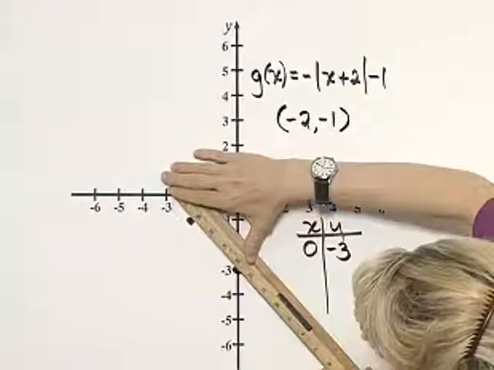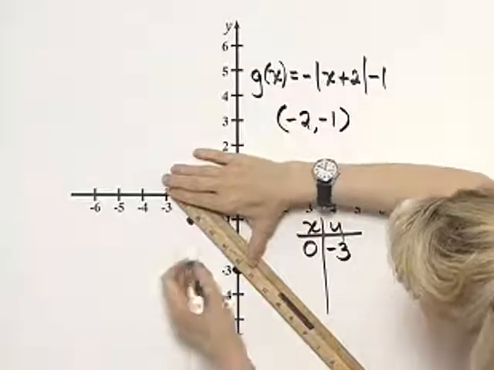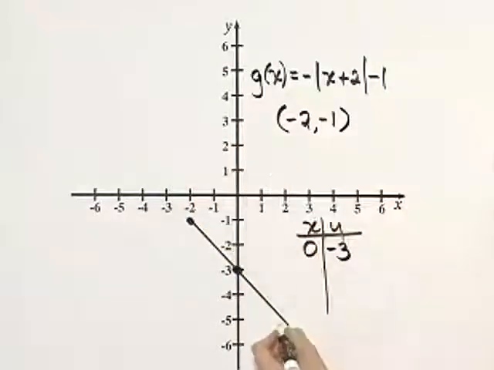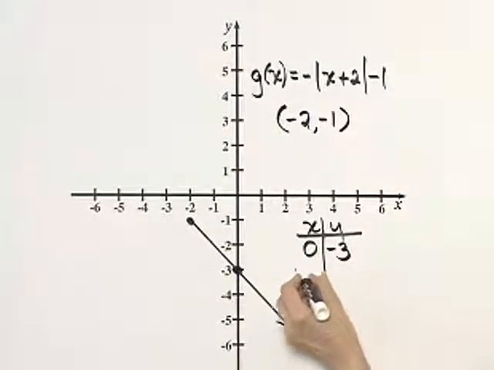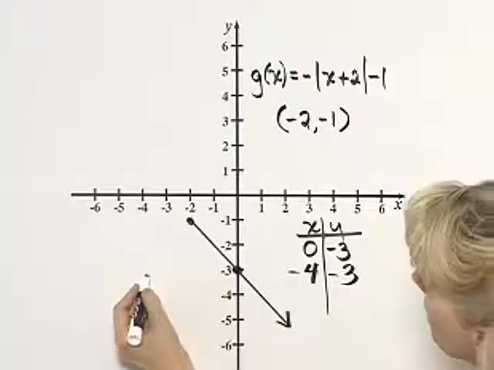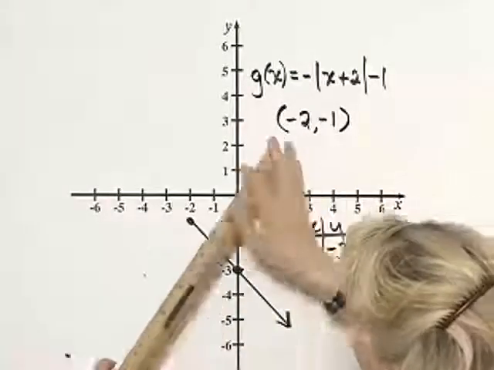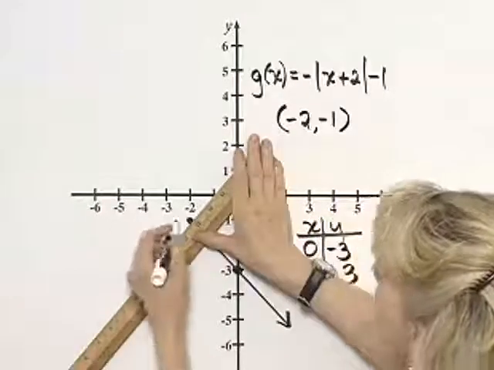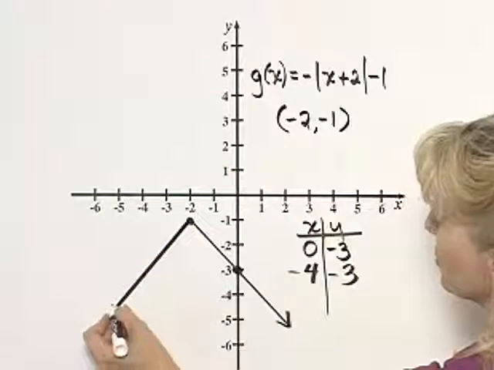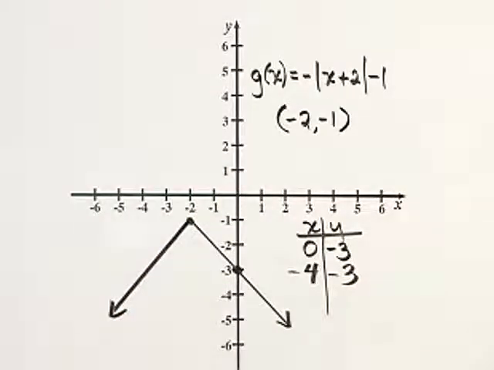Knowing that's the vertex, I've got one side. Find a few more ordered pairs if you'd like, but I think it's -4, -3, and there's the other side of my V, or simply use symmetry. There is then the graph of this function g of x.